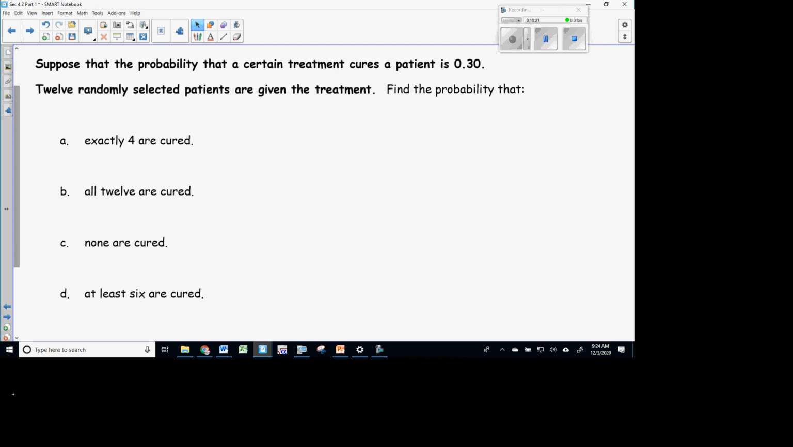So if we are at 12, we want exactly 4. Our p is 0.3. I want you to look in your chart and write it down before anybody shouts out the answer to see if you get the right number. So try writing that down. N is 12, X is 4, p is 0.3.